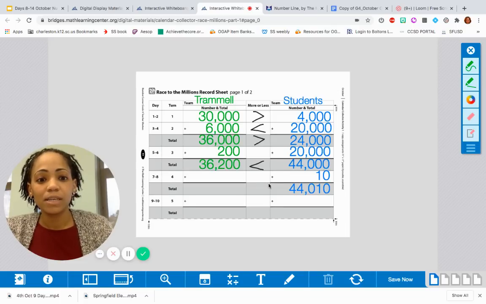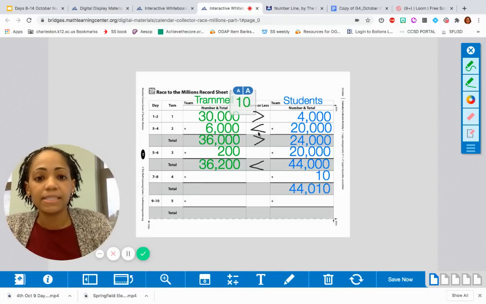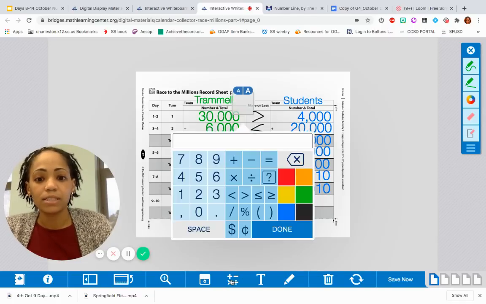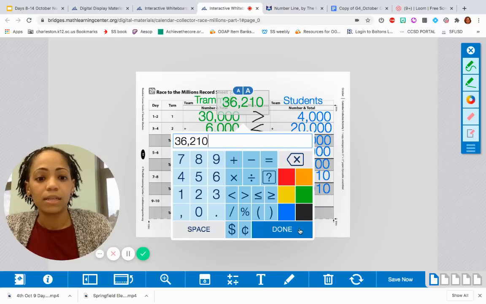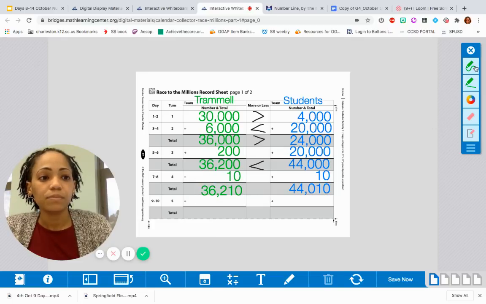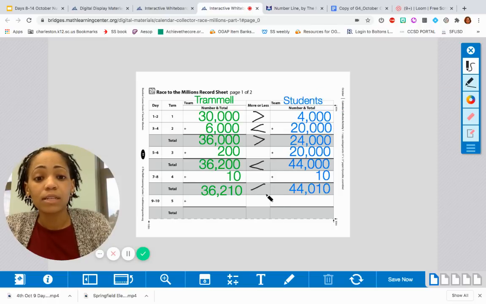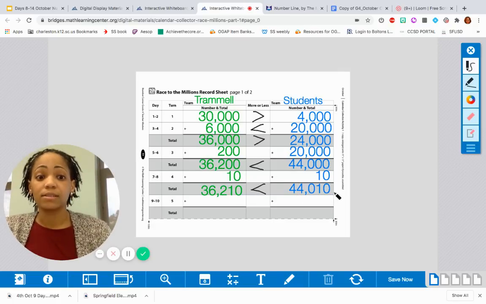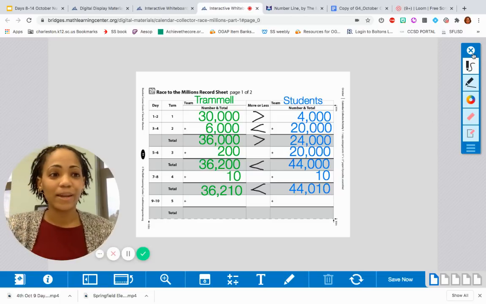And so that leaves me with 10. Yep. And if I add my 10 to my 36,200, I'm going to get 36,210. So who's winning right now? Which number is bigger? Yeah, 44,000 is bigger. So if I were to read this as an inequality, it would sound like this. 36,210 is less than 44,010. Right? We're good? All right, this game can turn around quickly, so I guess we'll see what happens.